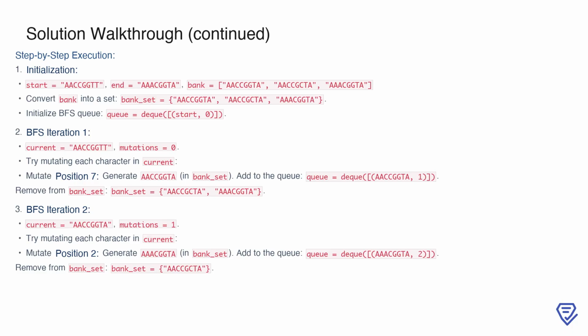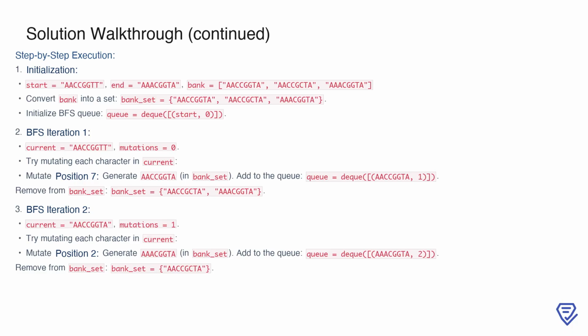In the first BFS iteration, we dequeue AACCGGTT with a mutation count of 0 and explore mutations. When mutating the last position, we generate AACCGGTA, which is found in the bank set. We add AACCGGTA to the queue with a mutation count of 1, updating the queue to deq AACCGGTA 1, and remove AACCGGTA from the bank set. The updated bank set now contains AACCGCTA and AACGGTA.